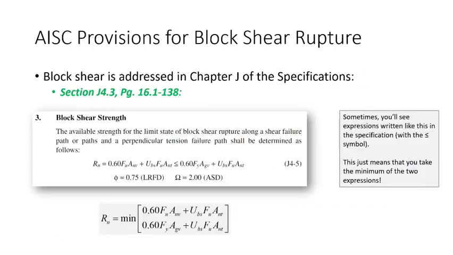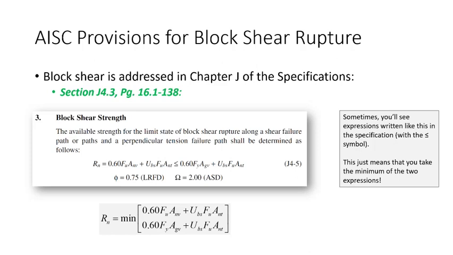Okay. Now, what's weird about block shear is the spec. So if you open your AISC 15th edition Steel Construction Manual, I want to point out a couple things. The first thing I want to point out is we are no longer in Chapter D. Chapter D is the chapter on tension members. We're not in tension member land in this limit state. We're actually in Chapter J, in connection land. Okay? Now we're in section J4.3 on page 16.1-138.